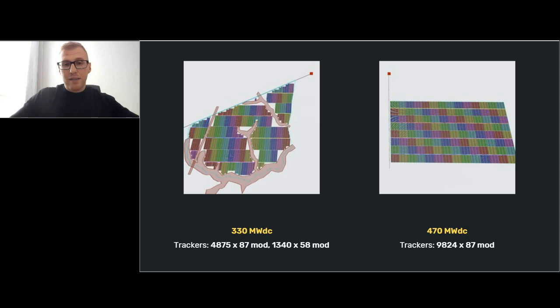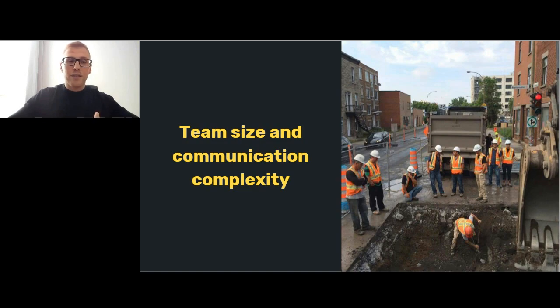But basically, the size of the team that will work on this will be fairly constant for both of those projects. So we talked a bit about what PV farm layout means, and also about the team size and the people involved in producing PV farm layouts. Let's go to the next slide and talk a little bit about how team size and communication depend on each other. Obviously, the bigger team we have, the bigger the communication complexity.